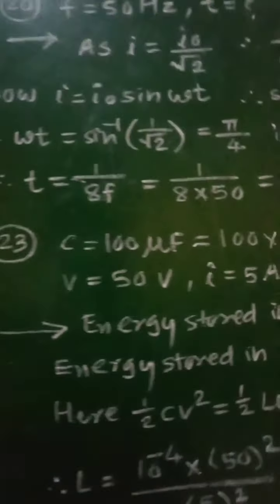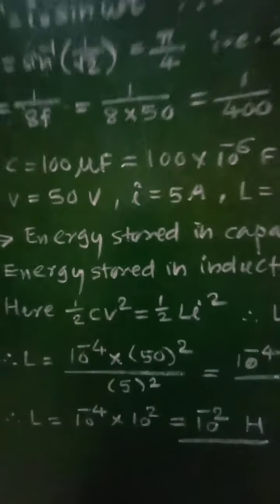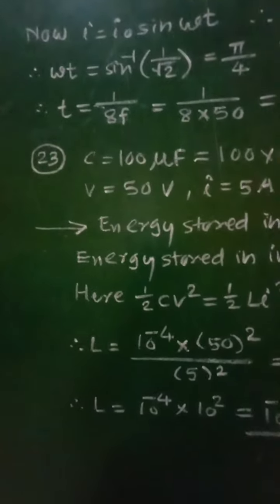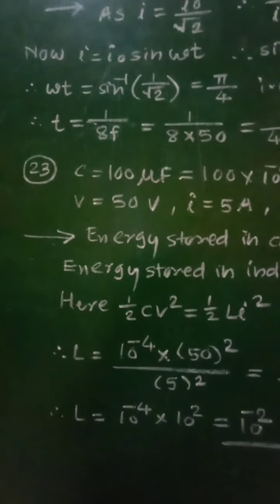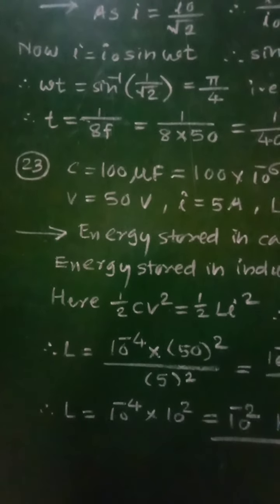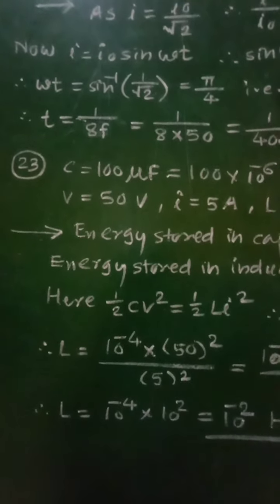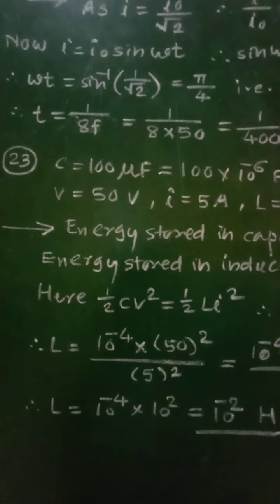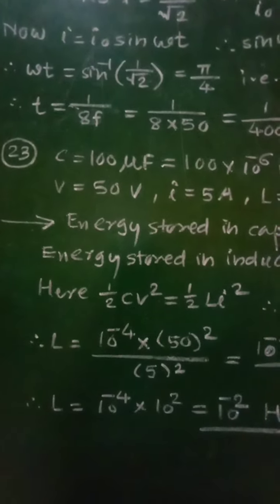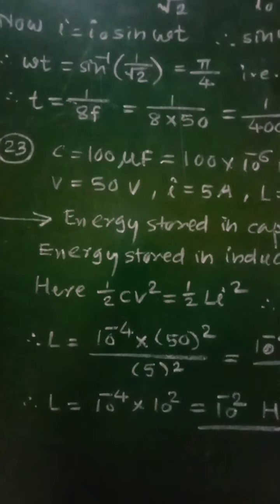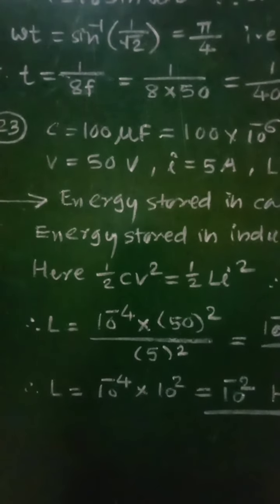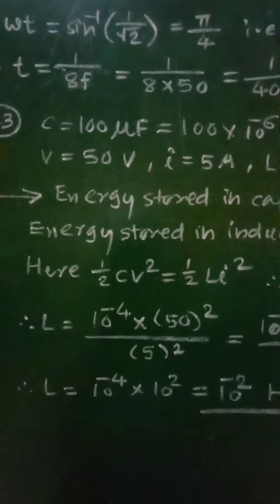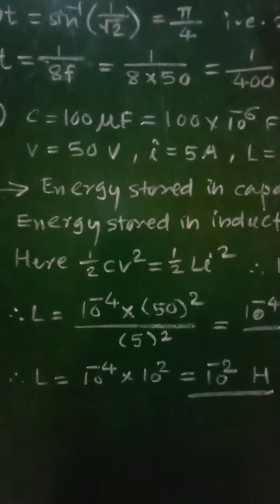And then we will go for the next numerical, that is numerical number 23, which is given as: a 100 microfarad capacitor is charged with a 50 volt source supply. Then the source supply is removed and the capacitor is connected across an inductance, as a result of which 5 ampere current flows through the inductance. Then calculate the value of the inductance.